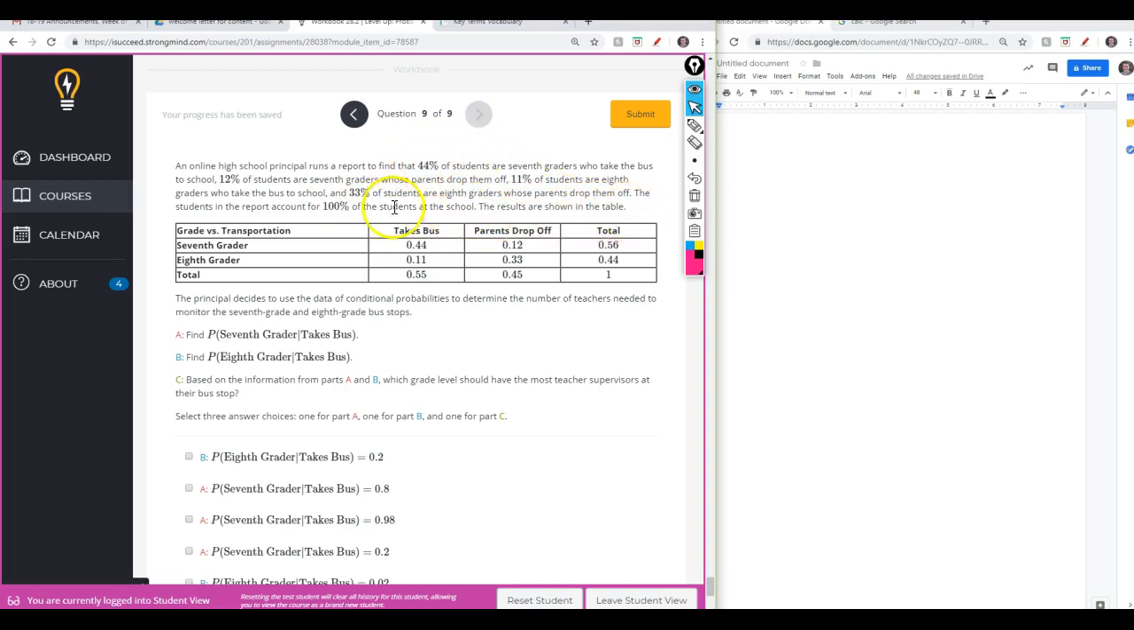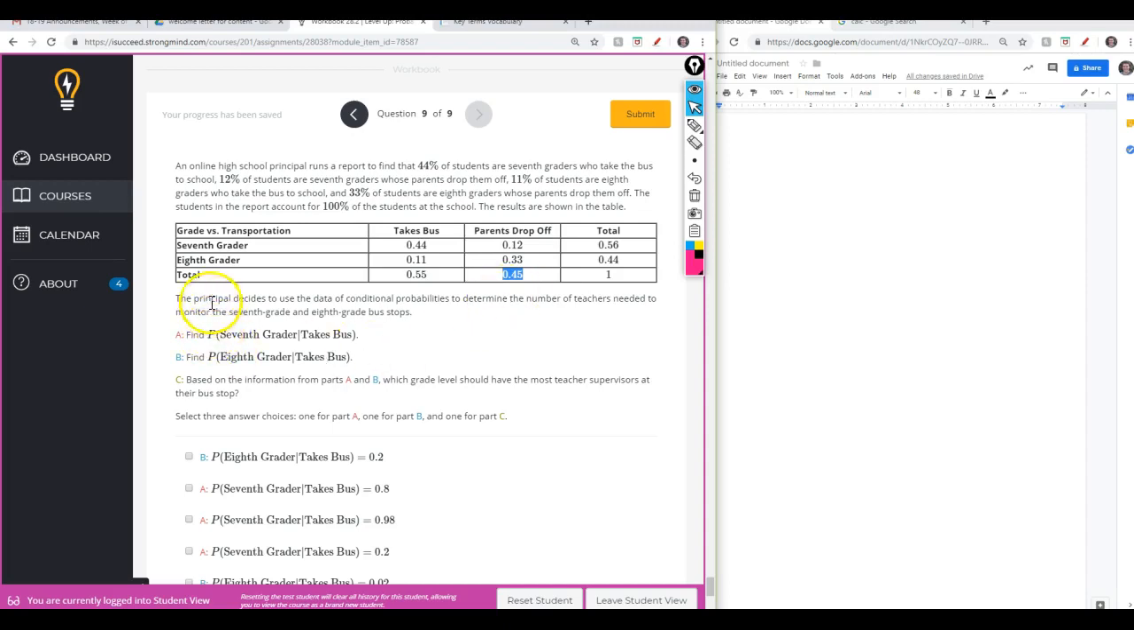Okay, so this 44% shows up right here where they take the bus and they're in 7th grade. The 12% shows up right here where the parents drop them off and they're in 7th grade. So there's a total of 56% in 7th grade. Now this 11% shows up with the 8th graders taking the bus, and that 33% shows up right here with the 8th graders with parents dropping them off. So there was 44% 8th graders. 55% of the whole school take the bus regardless of their grade, and 45% of the whole school have their parents drop them off regardless of their grade.